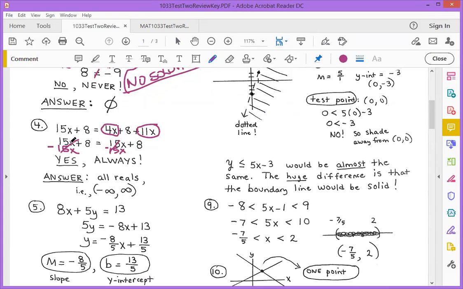When the 15x's cancel on both sides, what's left over? We have 8 on the left side, 8 on the right side. Now those two terms are equal. That means it doesn't matter what we substitute for x. We'll always have two terms that are equivalent. Therefore, our solution could be any real number. We have an infinite number of solutions there.